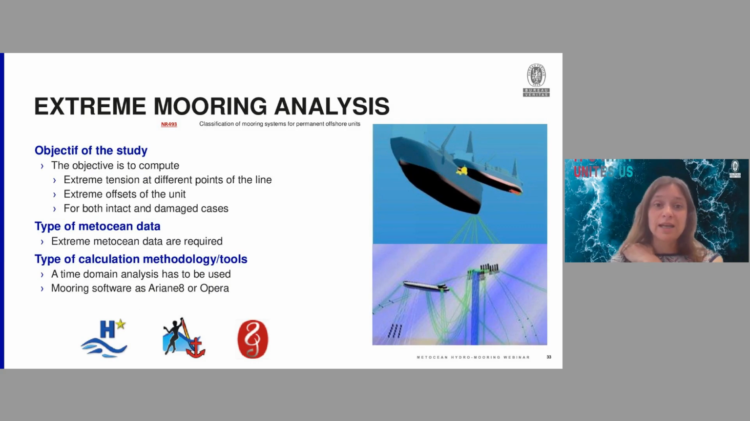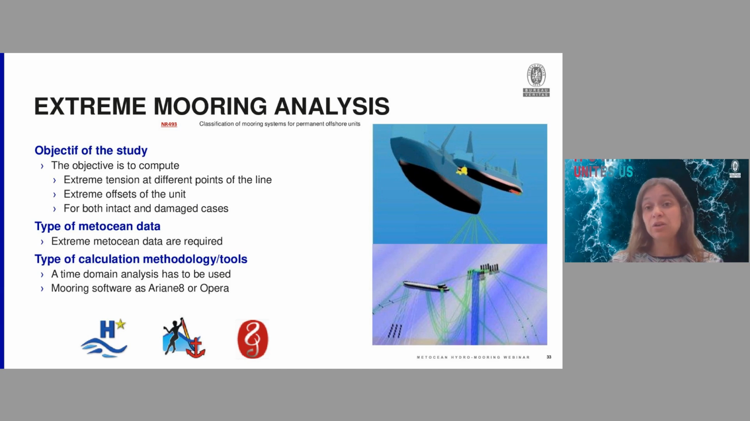For an extreme mooring analysis, the objective of the study in that case would be to compute the extreme tension at different points of the line, mainly at the fairlead, at the anchors, and the different connectors along the line. We would also compute the extreme offsets of the unit. This computation is for both intact and damaged mooring system cases. So in that case, we need to use extreme Metocean data because we want extreme response. The best way to do this is to perform a time domain analysis.